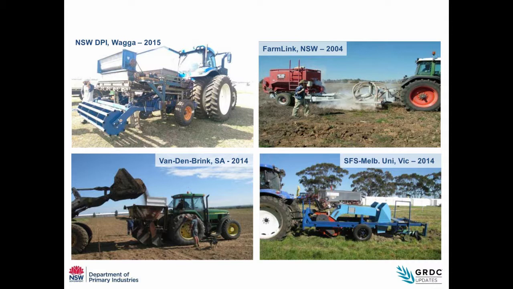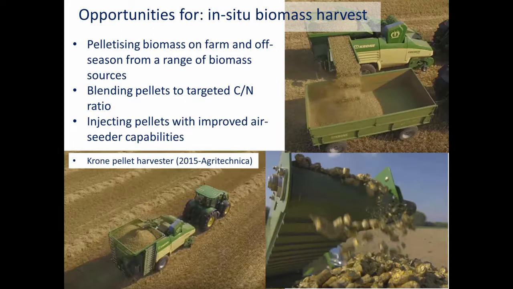We are also getting some newer technology coming to Australia, pelletizing biomass on farm and off season. So you can grow your own stubble, and with these pelletizing machines, you can produce your own pellets that can be incorporated into the subsoil and get that organic submanuring sorted.